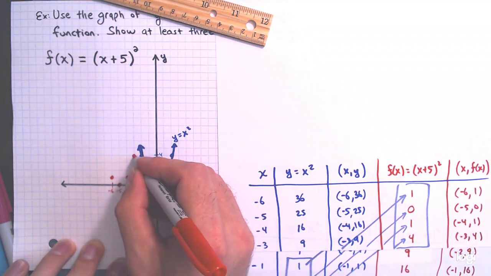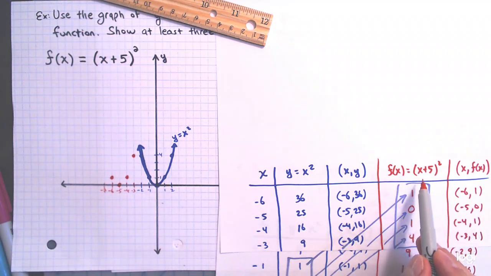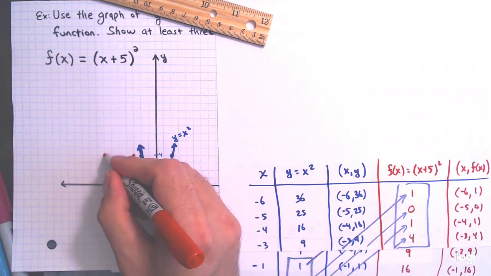That location. And -7. You can test it out. When I plug in -7, -7 plus 5 is -2. Squared is +4. So I'd have -7, 4 as well.